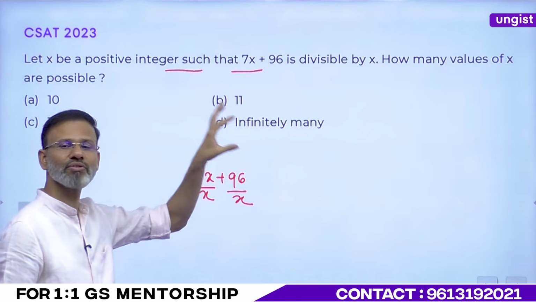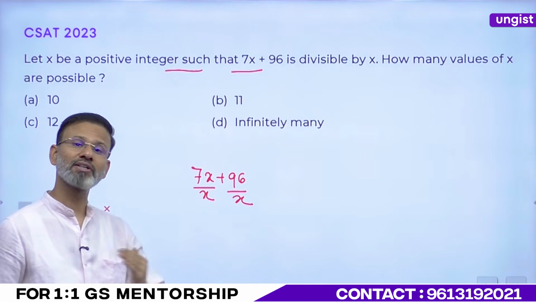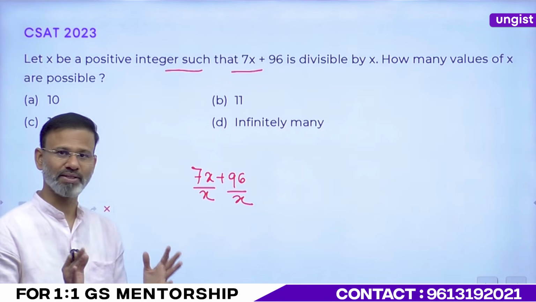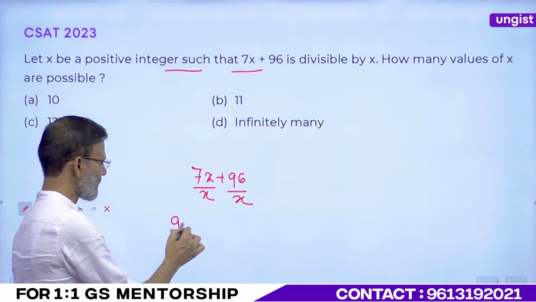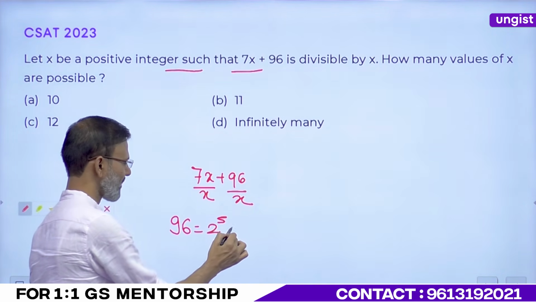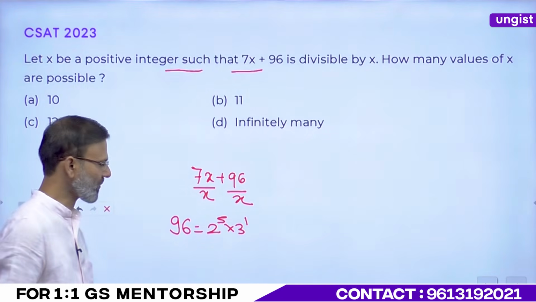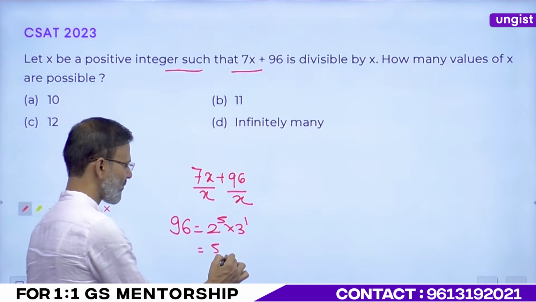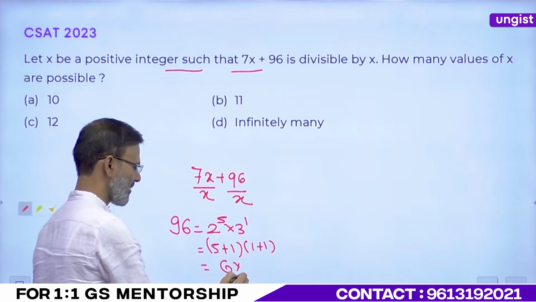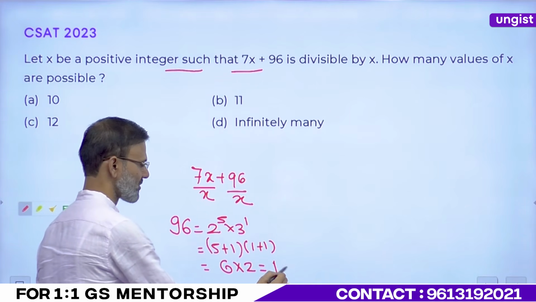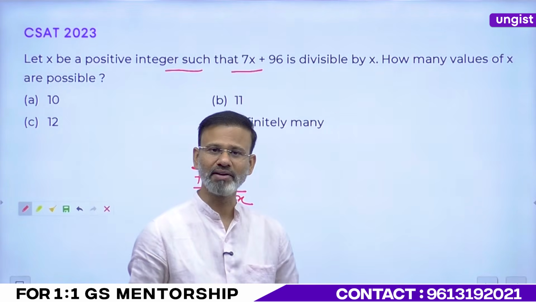So the question is saying how many values of x are possible. It means the question is trying to ask how many factors of 96 are possible. This is the actual question. So you just need to find the total number of factors of 96. 96 is 2 raised to the power 5 into 3 raised to the power 1, that is 32 into 3. The total number of factors will be (5 plus 1) into (1 plus 1). So 5 plus 1 is 6, 1 plus 1 is 2, and 6 into 2 is 12. So the total number of factors of 96 is 12. 12 is the answer. Right, everyone?